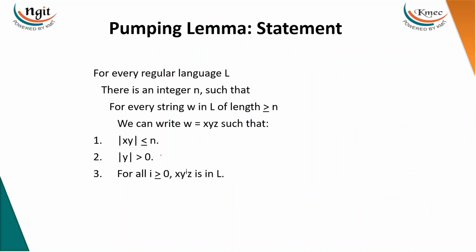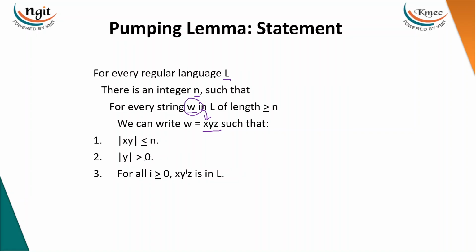Now how to do it? First, you are asked to prove whether a language is regular or not. You take the language L and you assume that there could be some number of states, which is n, and take any string with length greater than or equal to n and divide that string into three parts, x, y, z, such that the length of xy is less than or equal to n, whatever you have assumed. The length of y should be greater than 0, meaning it must not be epsilon.